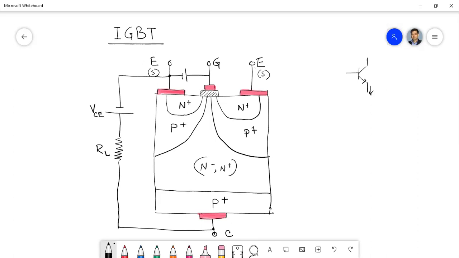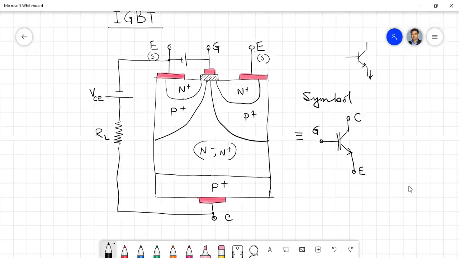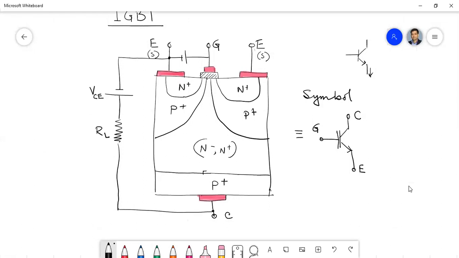Okay, and the symbol is similar to the BJT only, because ultimately it is a bipolar junction transistor, but its gate is isolated. So the gate is isolated. This is the collector terminal, and this is the emitter terminal. Okay, so this is the symbol of IGBT. And sometimes we place a very important thing, that's to short a small portion of these two layers. So that I will explain.